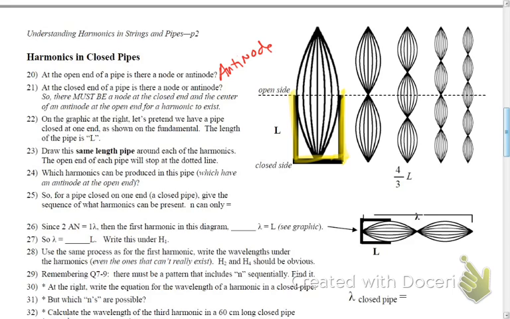And that means if we're looking at the closed end of the pipe, what must it be to be a standing wave? It's going to have to be right here. That makes it a node. Okay, so you have to have that.